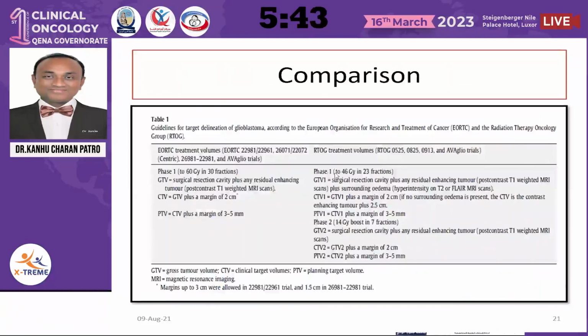So if you see the comparison I have shown before, in a single phase treatment, it is GTV plus residual enhancing part, CTV is GTV plus 2 cm, PTV is CTV plus 3.5 mm. But in RTOG, these are the various trials, 0525, 0825, 0913 Avaglio trials. All have two phase treatments. Phase 1 is GTV plus enhancing component, T2 FLAIR abnormality plus 2 cm, for 46 gray. For another 14 gray, phase 2 is GTV, surgical cavity, enhancing component plus 2 cm CTV.